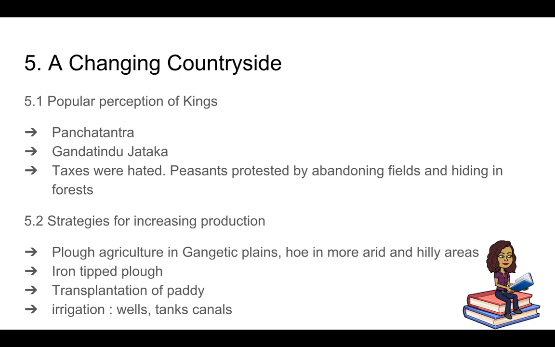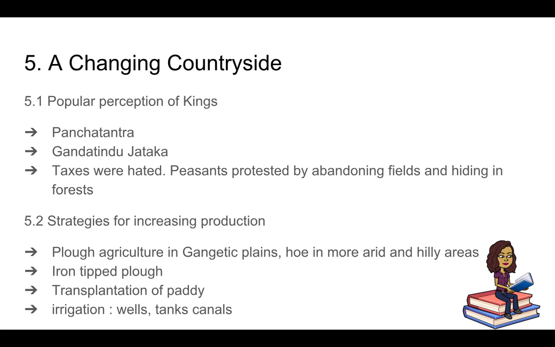Now, the iron tipped plough was also a great innovation, because when you look at the soil in the Gangetic plains, the soil tends to get very hard in the dry months. And it's actually in the dry months that the farmers are supposed to plough their fields. So, the iron tipped plough became heavy and was able to turn the soil better, helping increase fertility of the soil and therefore yield.